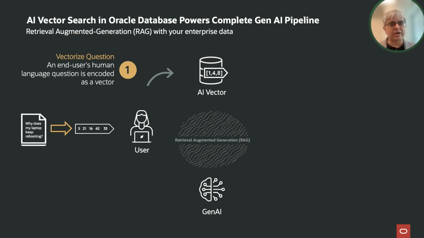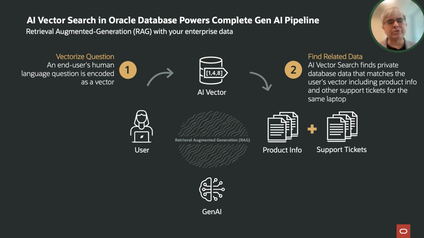So if a user comes in and asks a question about a certain problem, this is the way the workflow would work. For example, if the user says, my laptop keeps rebooting, why does that happen? The first step is to take that question and encode it into a vector. Then that vector is used to search the vector database for relevant support incident documents, along potentially with additional searches that match the user's product with existing product information, plus the support tickets themselves.